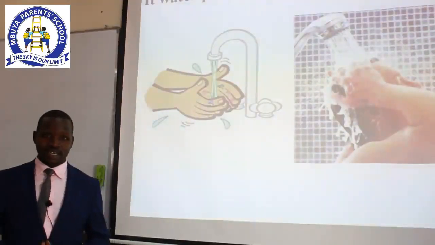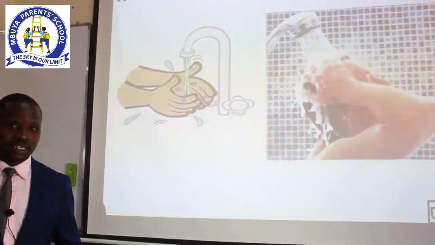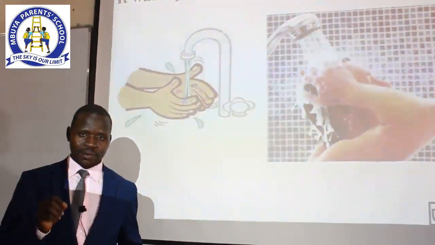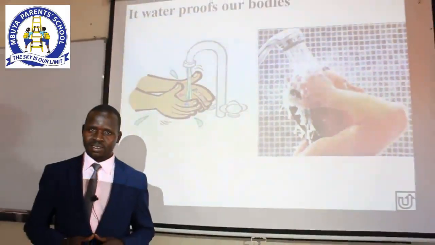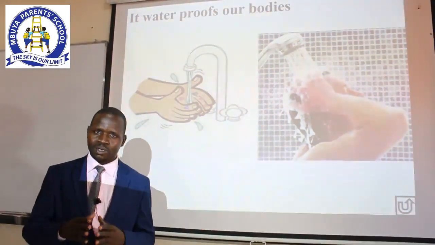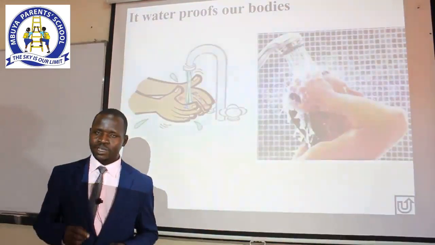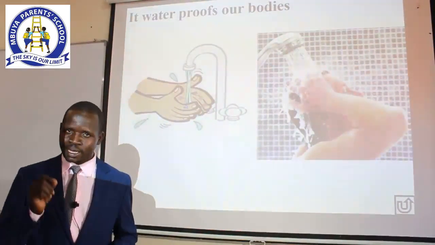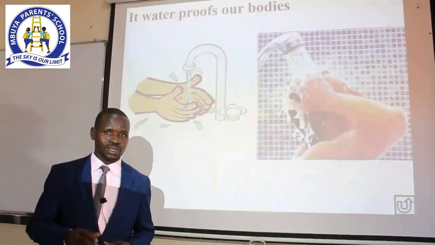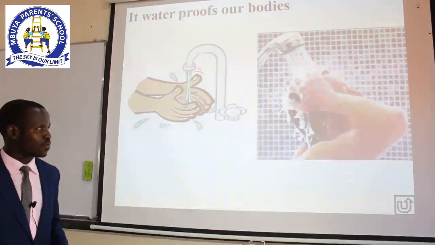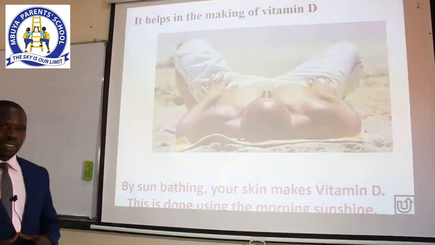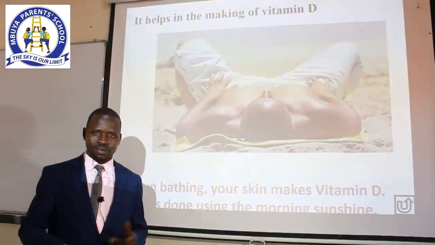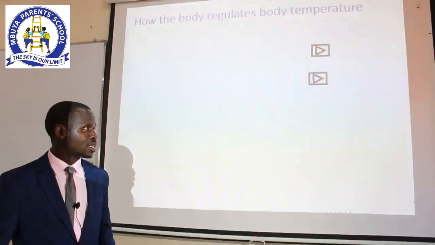So dear learners, another importance of the skin is that it waterproofs the body in a way that water cannot enter your body through the skin. So even if you go and swim in a swimming pool, you can only take in water through your body openings like the mouth, but not through the skin, because it's waterproof. And lastly, the skin also helps in making or manufacturing of vitamin D, as we have already seen.